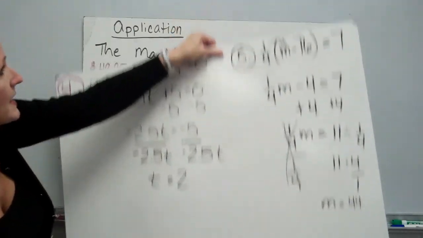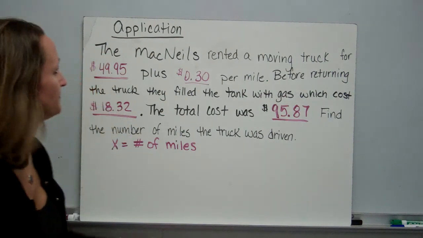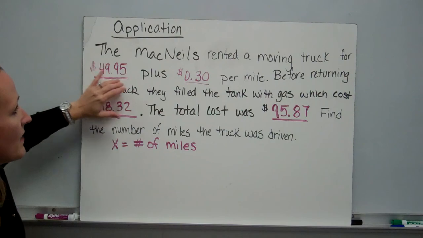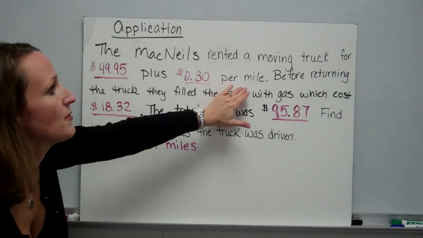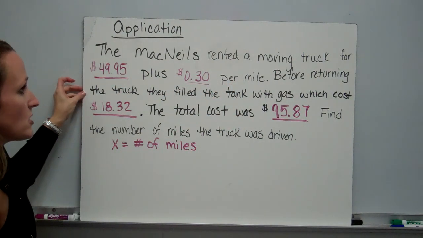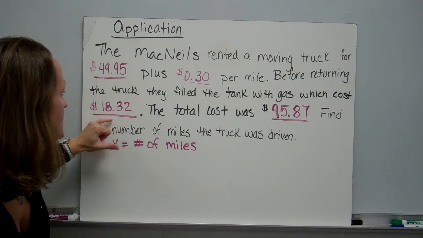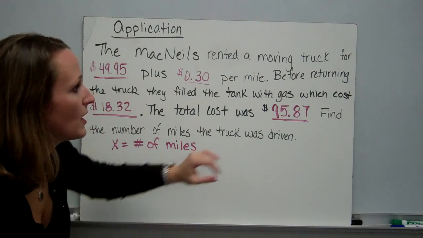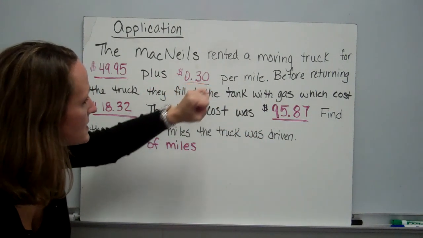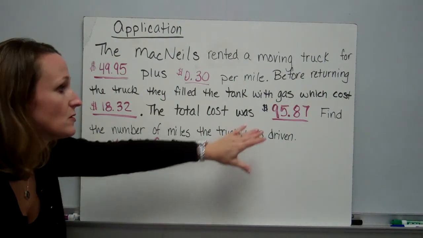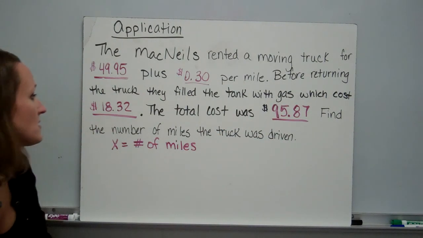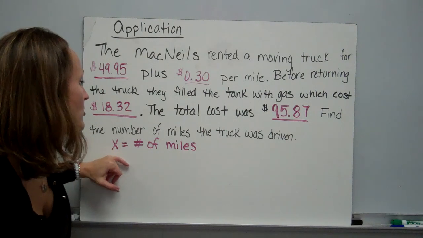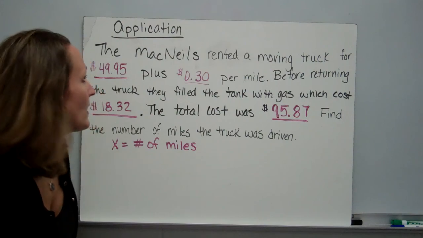Alright, so now let's take it and put it all together in a word problem. The McNeils rented a moving truck for $49.95 plus 30 cents per mile. Before returning the truck, they filled the tank with gas, which cost $18.32. The total cost for the truck plus the cents per mile and the gas was $95.87. We want to find the total number of miles the truck was driven. We're going to let our variable represent the number of miles. So how do we solve this?